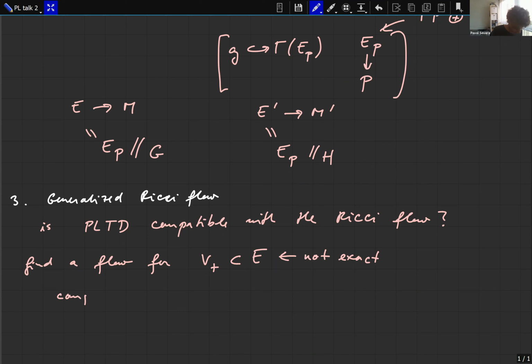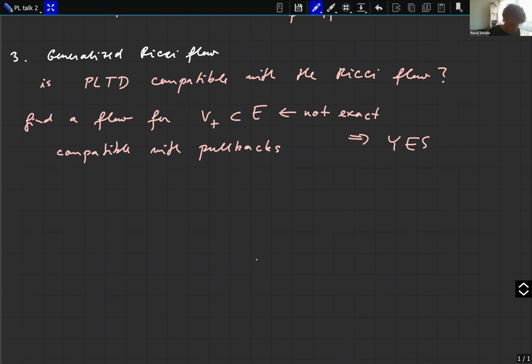So compatible with pullbacks. If it's like that, then by the definition of Poisson-Lib T-duality, it's going to be compatible with the Ricci flow. So this would imply the answer is yes. So now the question is how to find a suitable flow for V plus sitting in a Courant algebroid. So what should it look like? Now this V plus should move.